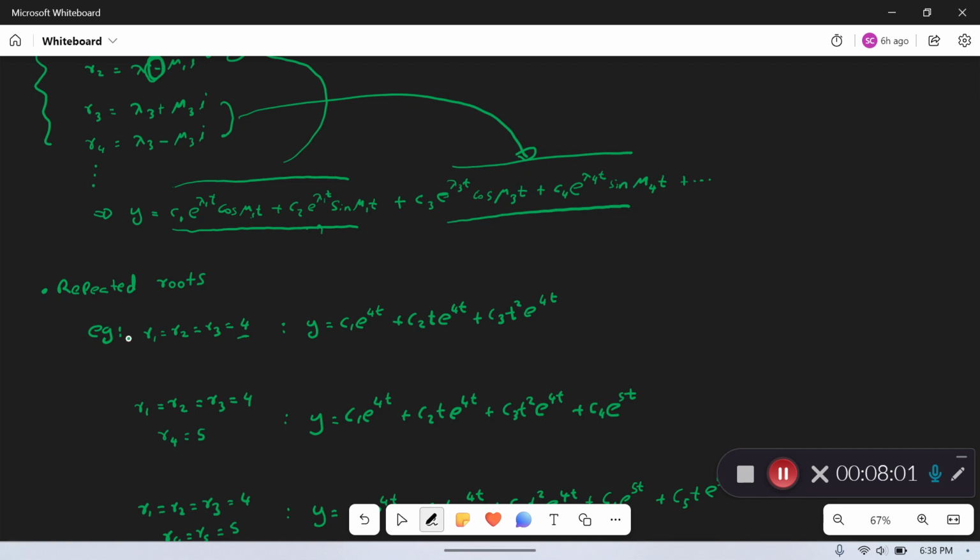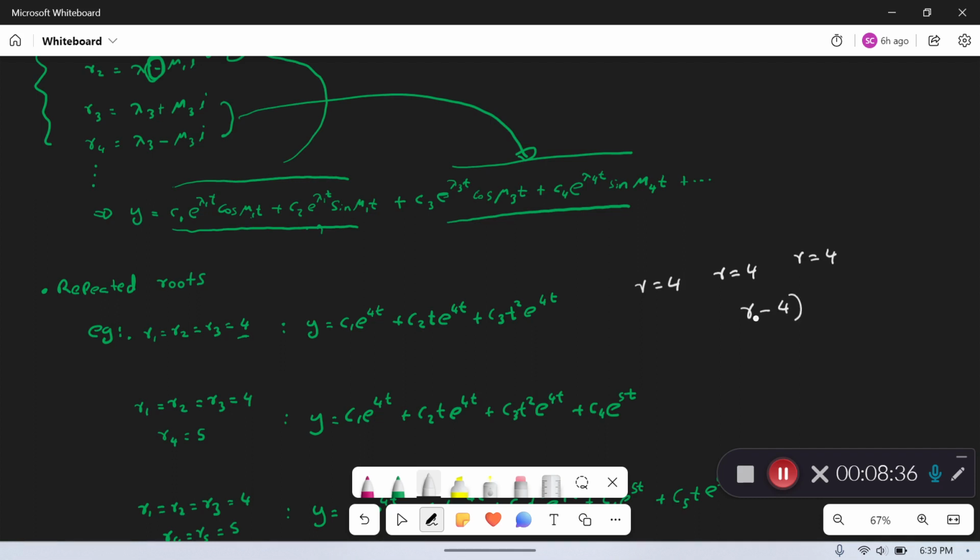So let's start with this first one. Suppose you have a repeated root which is equal to 4, and that's it. Say you have a polynomial extracted from the differential equation, and in that polynomial the root is equal to 4, and it should be repeated 3 times. So it's basically r equals 4, r equals 4, and r equals 4. Something like this: (r - 4)^3 = 0.